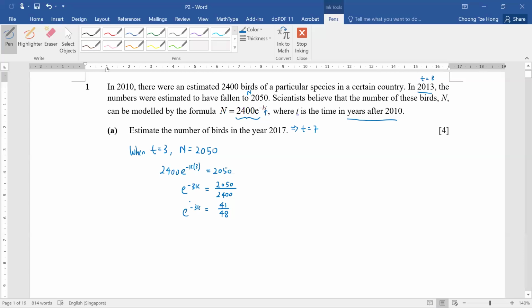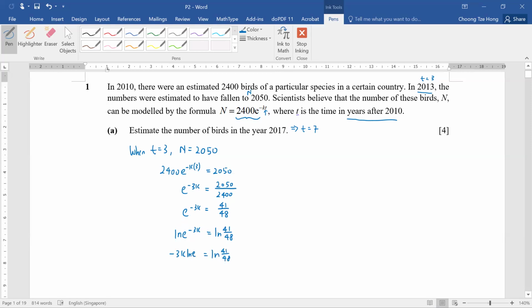So how do we solve an exponential equation like this? Down here we have e, so we are going to use the natural logarithm, ln. We are going to ln both sides. So ln of e to the power negative 3k. If you ln on one side, you always need to do the same thing on the other side. Use the power law to bring the negative 3k in front. So we will have this.